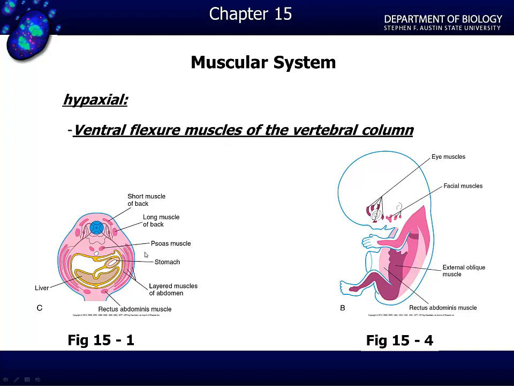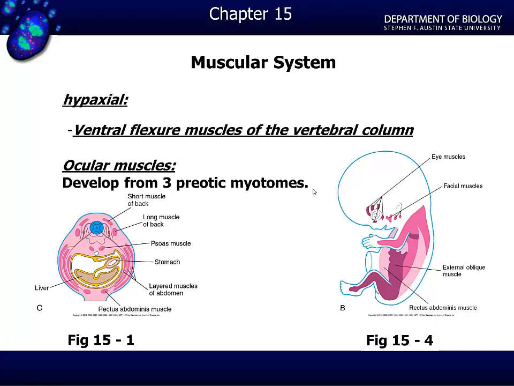Here in our cross section, we can pretty clearly see some of these short muscles in the back. These are going to be our epaxial muscles, epi-axis, if you will, above the axis, or dorsal. And here we have our hypaxial muscles, our lateral wall muscles, rectus abdominis. These are going to be the hypaxial muscles. We can see again some of these here, external obliques, rectus abdominis versus the smaller muscles associated with our vertebral column.